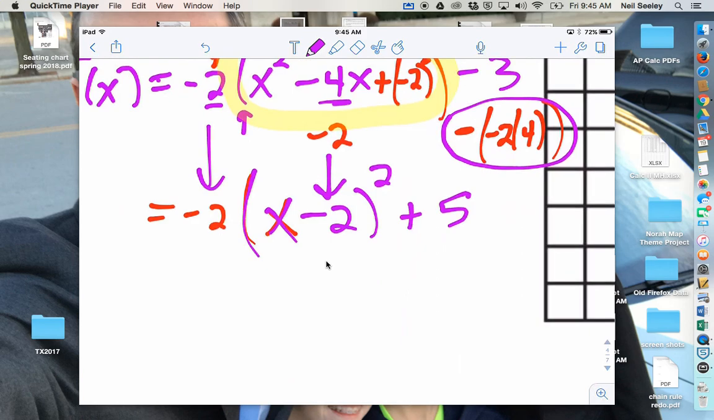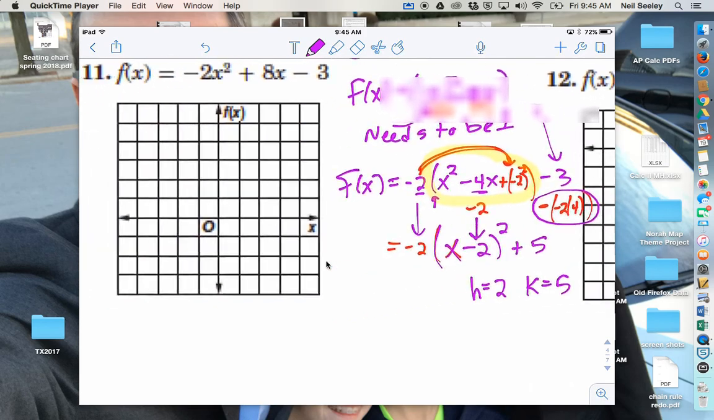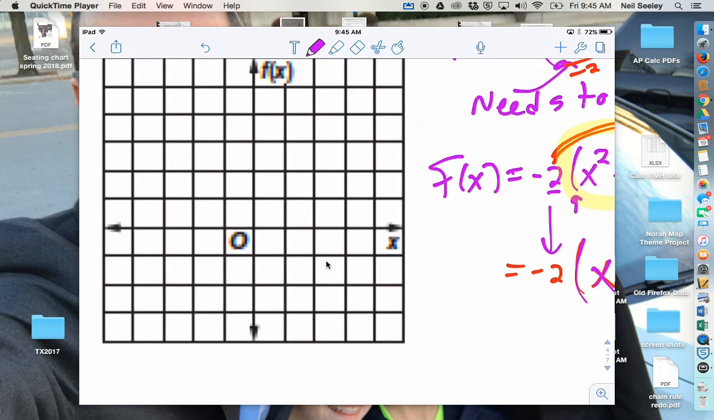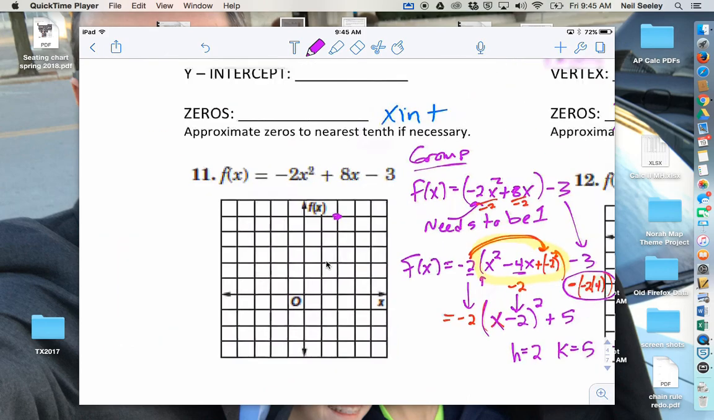And if you look carefully in here, here's our h and k. H, the x coordinate of the vertex, is 2. And our k, the y coordinate, is actually 5. So 2, 5 is our vertex. That's the start of where we're going to graph this thing. You go over 2, up 5. 1, 2, 3, 4, 5 is our vertex.